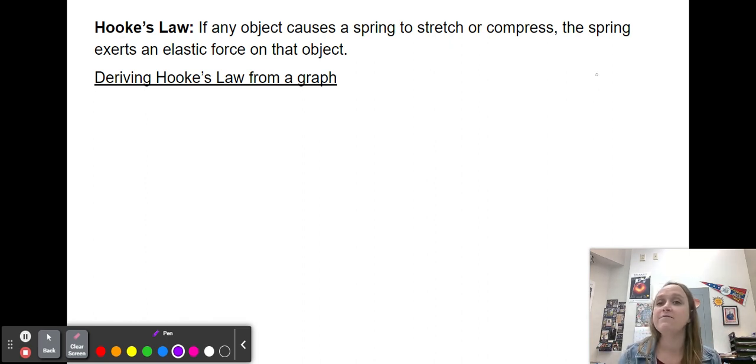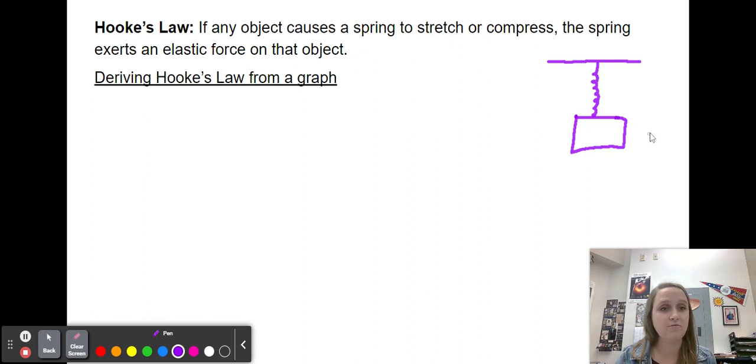So reminder, if an object causes a spring to stretch or compress, the spring exerts an elastic force on the object. So we could imagine, let's say we've got a spring and there's a block here. If we're going to draw a force diagram, we'd have force of the spring up and force of gravity downwards. So if it's at rest, we know these forces are going to be equal to each other.